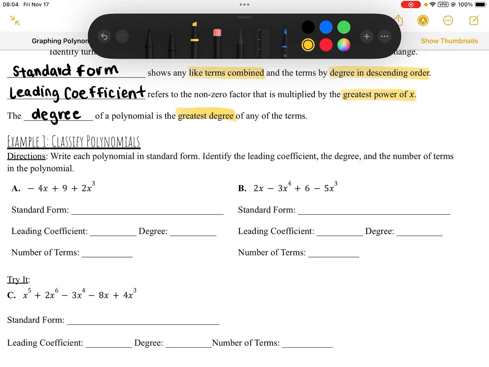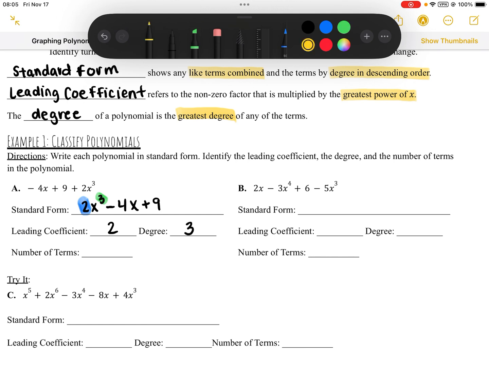So standard form, again, you're writing the degree in descending order. So for A, I have negative 4x plus 9 plus 2x cubed. So I want to look for my highest power first. My highest power is that x cubed. So 2x cubed will come first. Next power would just be x, so minus 4x, and then plus 9. My leading coefficient is the number in front of my first term, so that's going to be 2. My degree is my highest power. My highest power here is 3.